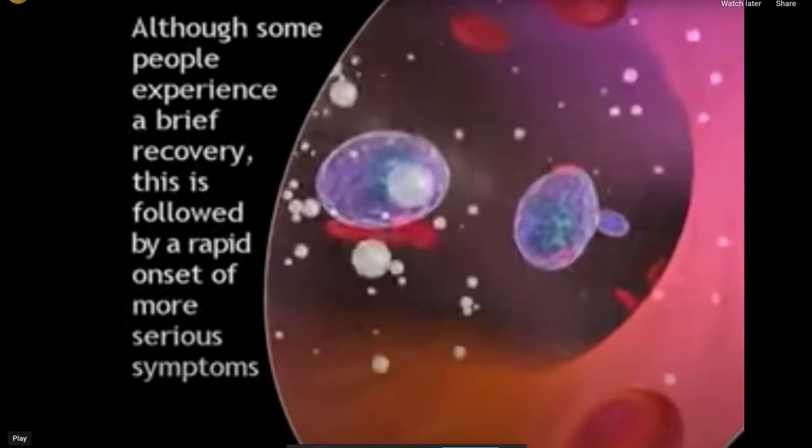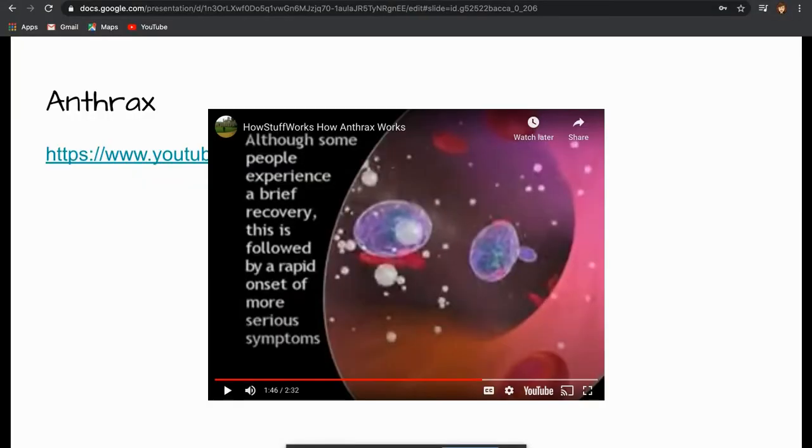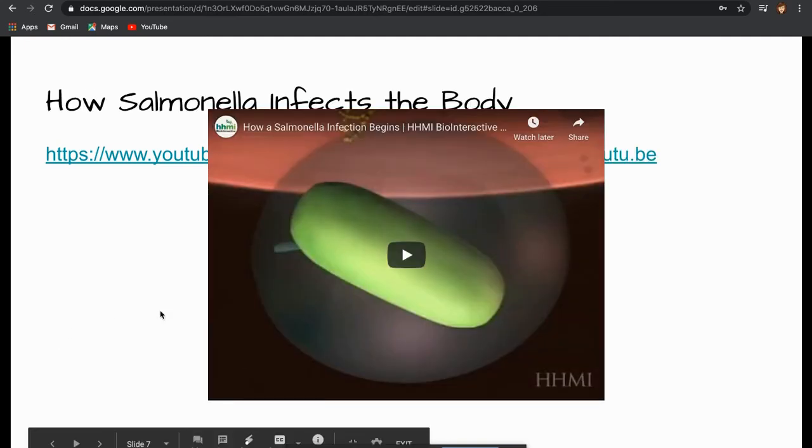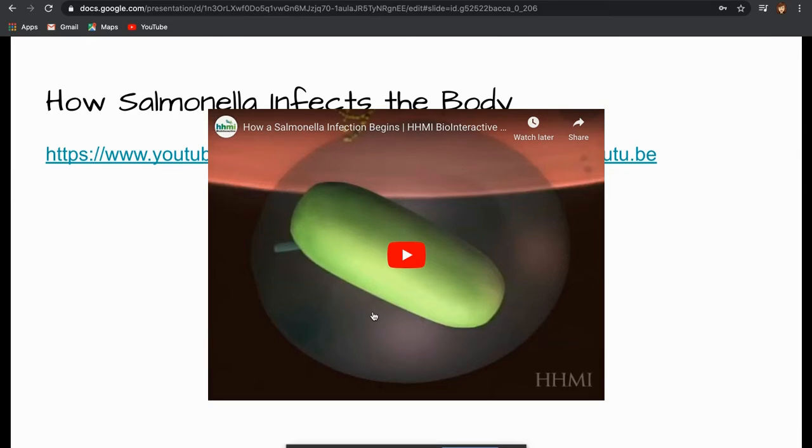Okay, so that is spores being breathed in and forming into these very harmful anthrax bacteria. The next one I want to show you is salmonella. Salmonella is what you get when you eat undercooked chicken, or something contaminated by poultry when someone doesn't do proper food handling. But watch this.